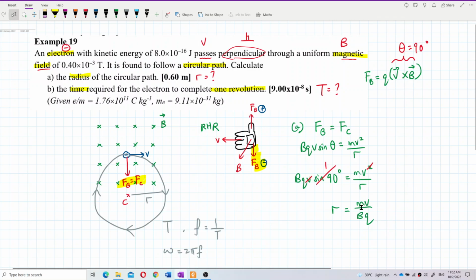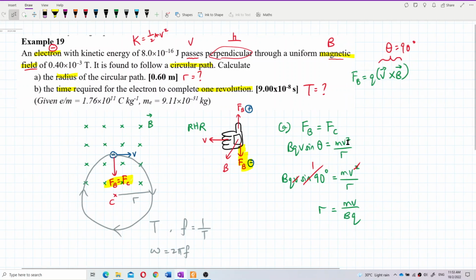Okay, so now this velocity, do we have the velocity? No, but we have the kinetic energy. This kinetic energy is equal to half mv squared. So from here we can find the velocity, isn't it? So let's find the velocity using the formula kinetic energy equal to half mv squared. And this is an electron, so we are using the mass of electron.